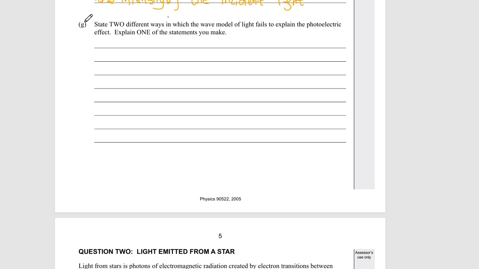Now let's look at this last part question of paper 2005. This is going to be question 1G. State two different ways in which the wave model of light fails to explain the photoelectric effect. Explain one of the statements you make. So I'm going to use the simulator to talk about it.